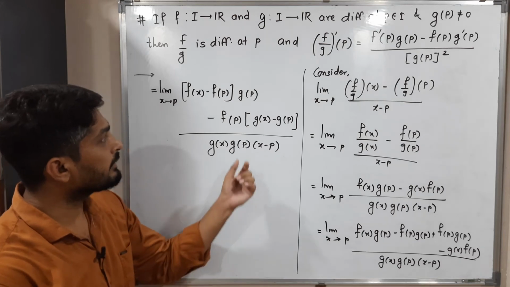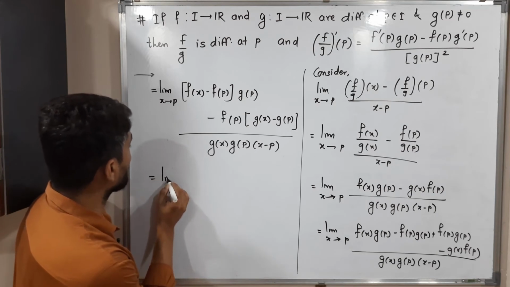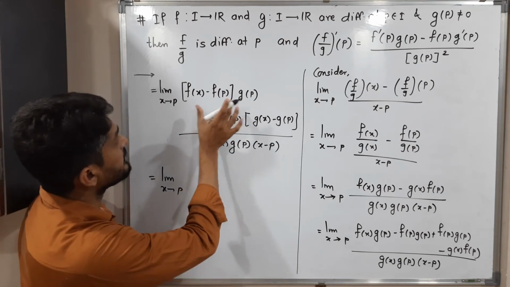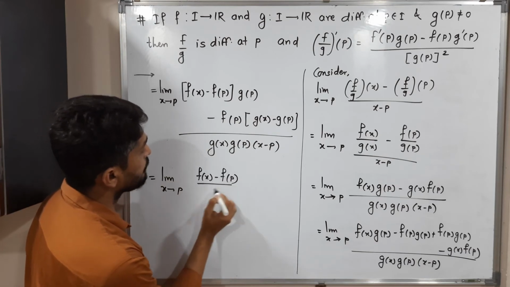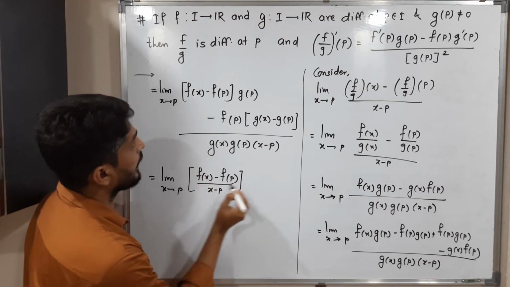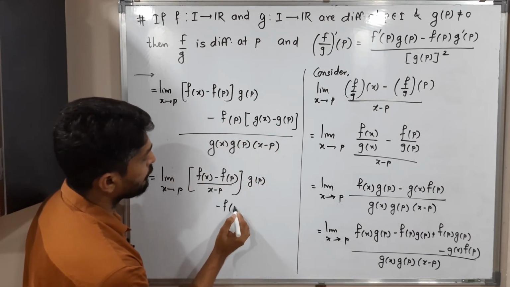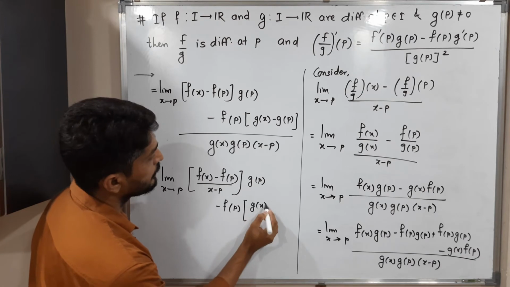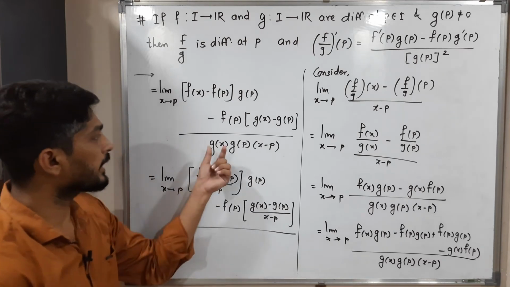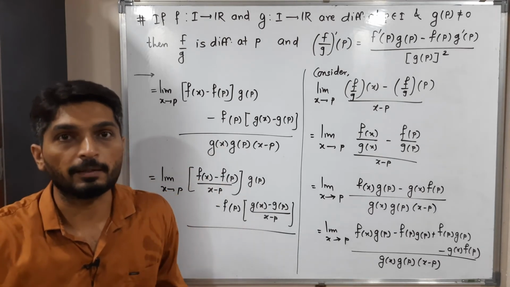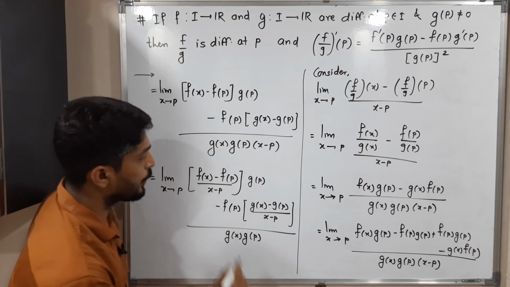I will divide separately by this bracket x minus p. So see what will happen, limit, I am dividing separately. g of p is constant, so we will keep it as it is, and take the denominator x minus p to f of x minus f of p. Similarly for the second term, f of p is constant, so I keep it as it is, with g of x minus g of p divided by x minus p. Don't forget, there are two more terms in the denominator that we haven't touched: g of x and g of p. I should write them here. That's it.